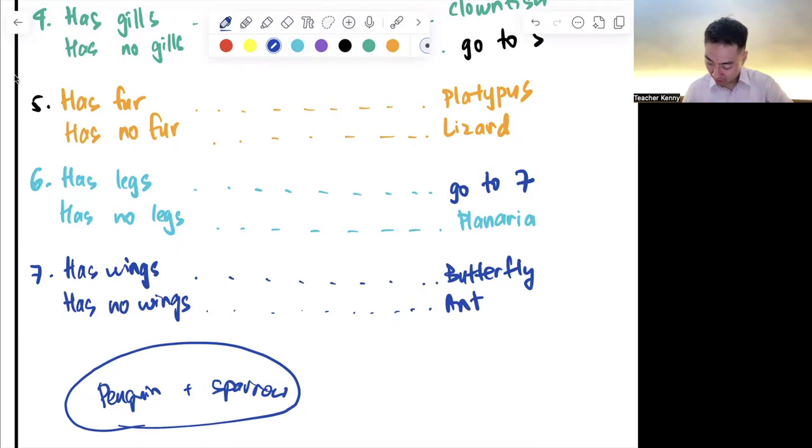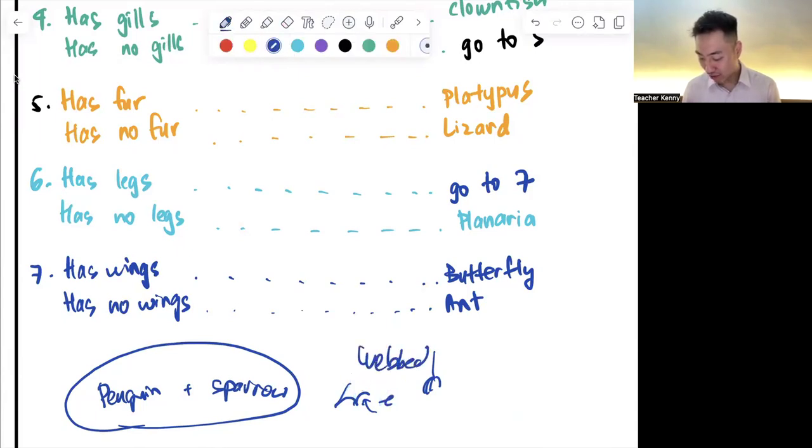Penguin's feet are like a duck's. It's like a duck. Sparrow, like any other bird, has claws. So penguin is this one. Now, this one really separates those students who really know and those who do not know. And the answer is called webbed feet.